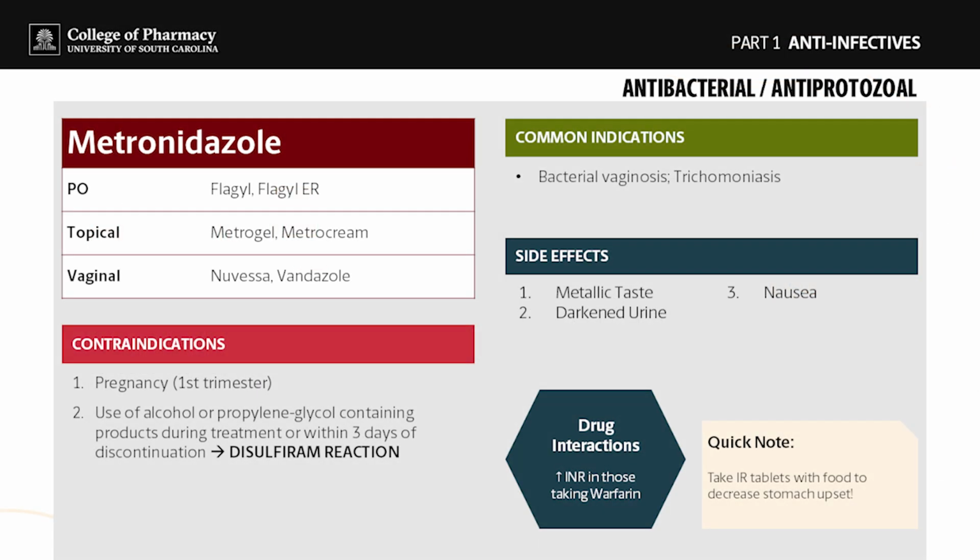Antibacterials and antiprotozoal drugs. We're going to start with metronidazole, which is the generic name for the oral Flagyl or Flagyl ER, topical version Metrogel or Metro Cream, and the vaginal is Nuvessa or Vandazole. Some common indications, and indications mean, what is it used for? Well, it's used for bacterial vaginosis, trichomoniasis, and other ailments. Some of the side effects would be a metallic taste, darkened urine, or nausea. And if you look, there's some contraindications, but I'm really not going to go over those. I'm just going to keep going over slides to let you know what these are.